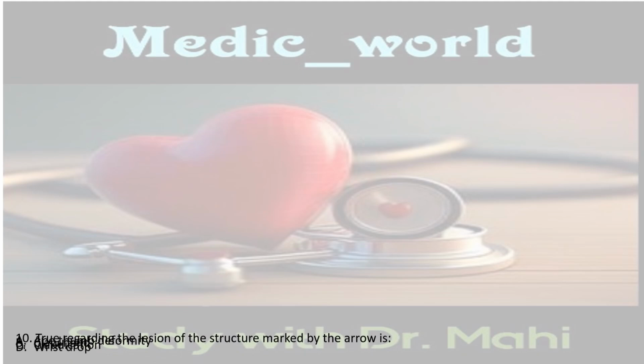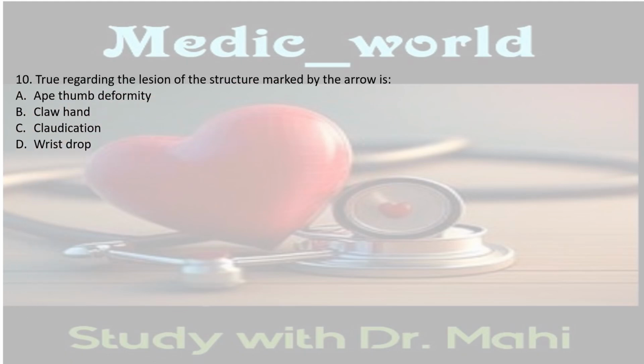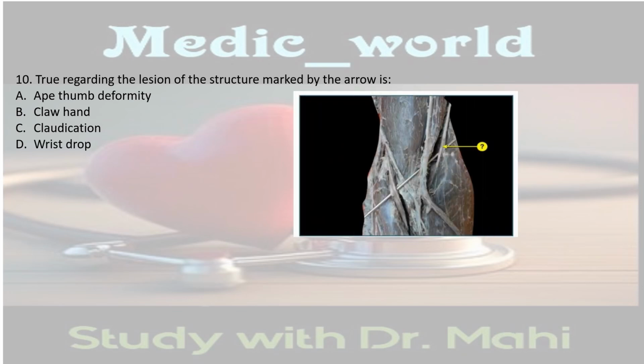Let's move towards the other question. True regarding the lesion of the structure marked by the arrow is. Let's see the image. Here in the image, the structure which is marked is the radial nerve. Here it is the radial nerve in the cubital fossa, and the lesion of this nerve can lead to the wrist drop. So the answer to this question is option D, that is wrist drop.